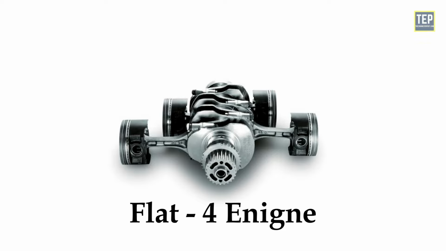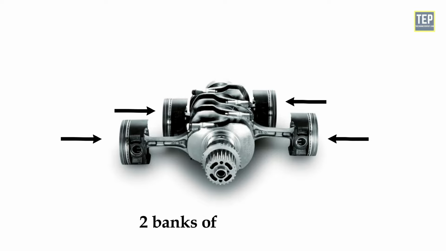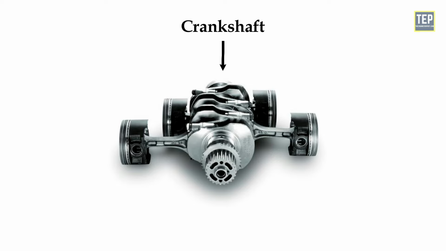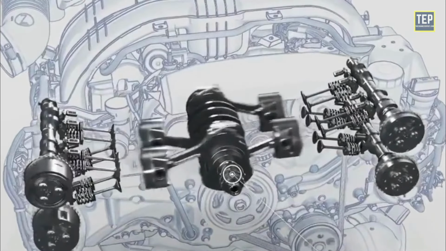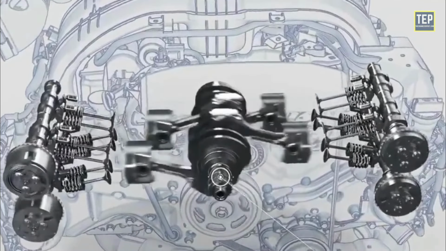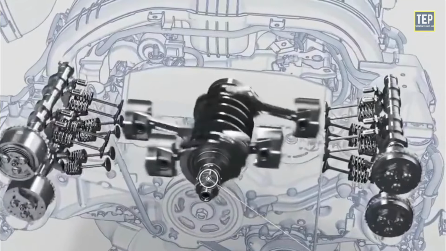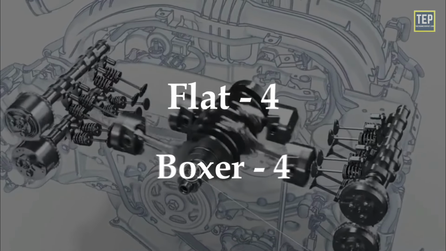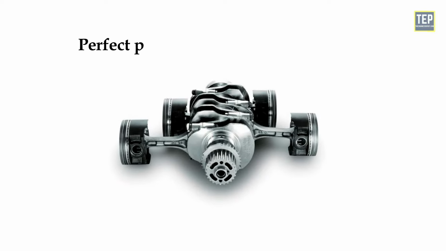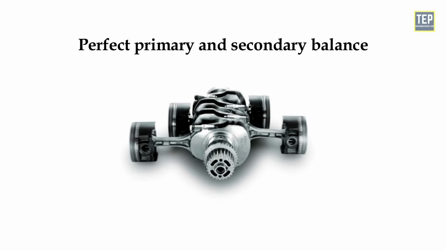Flat 4 engine. A flat 4 engine is a 4-cylinder piston engine with two banks of 2 cylinders lying on opposite sides of a common crankshaft. Most flat 4 engines are designed in such a way that each pair of opposing pistons moves inwards and outwards simultaneously. The terms flat 4 and boxer 4 are often used synonymously. A boxer 4 engine has perfect primary and secondary balance.